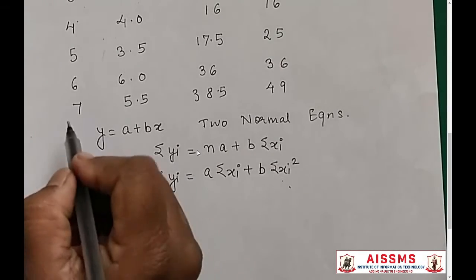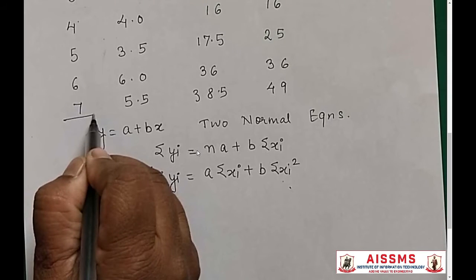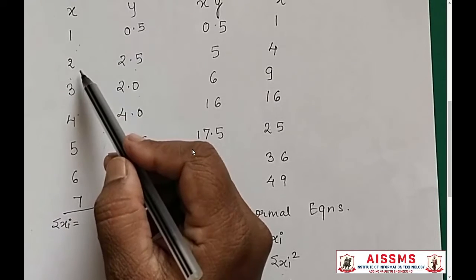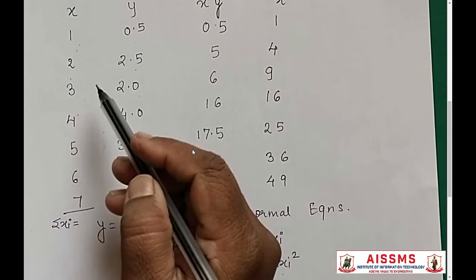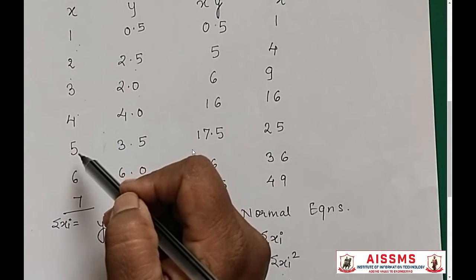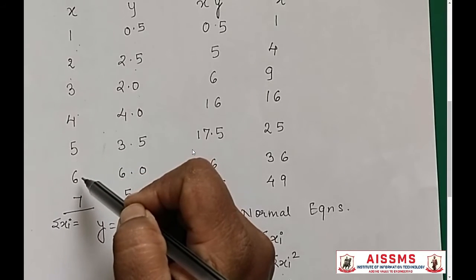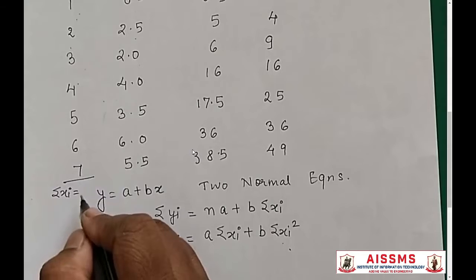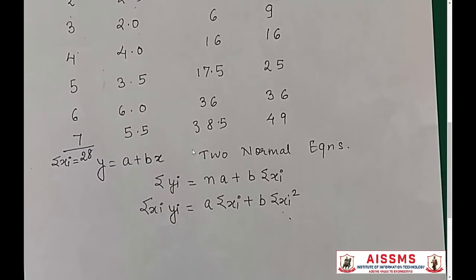Then we have to take summation of xi. So if you add this together, 1 plus 2 is 3. 3 plus 3 is 6. 6 plus 4 is 10. 10 plus 5 is 15. 15 plus 6 is 21. 21 plus 7 is 28. Summation of xi comes out to be 28.